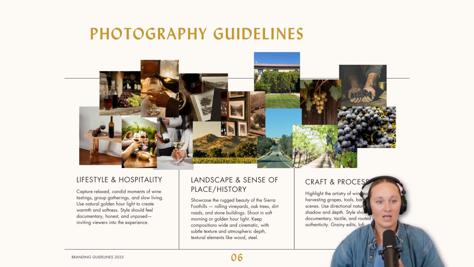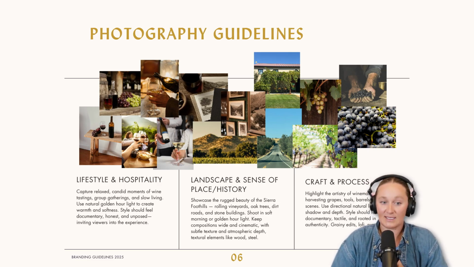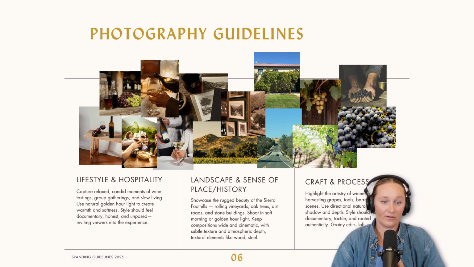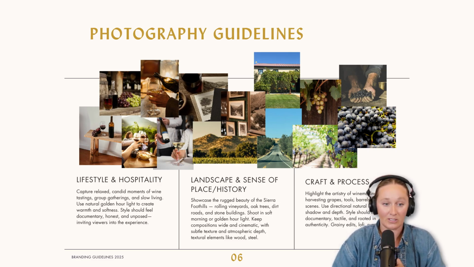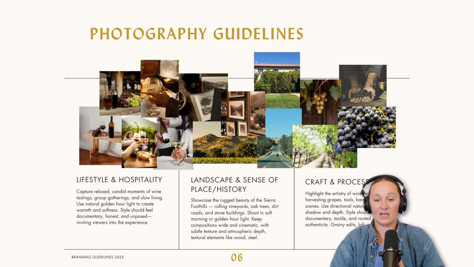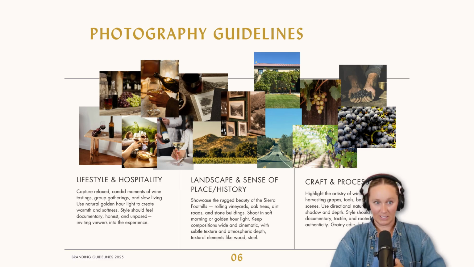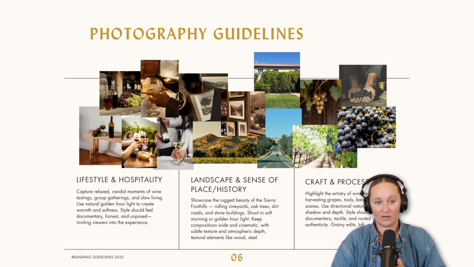So details. And in that, for example, lifestyle and hospitality: capturing relaxed, candid moments of wine tastings, group gatherings, and slow living, with natural golden light to help create warmth and softness. Style should feel documentary, honest, and unposed, inviting viewers into the experience. It's really important to include visual examples in this. So I've got a few different options, like capturing a cheersing moment that's really natural, or wine and grapes kind of staged on this bench that feels really not overly produced.